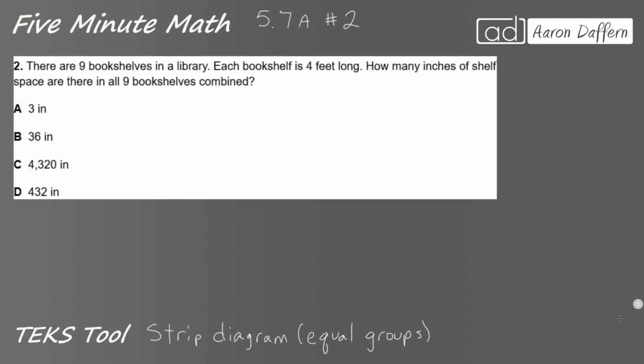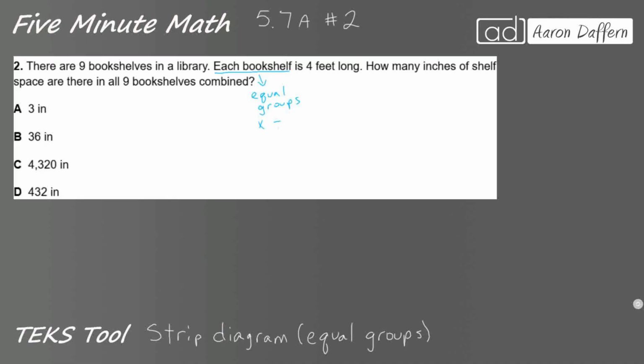So we've got some bookshelves. Each bookshelf is 4 feet long, and we need to see how many inches we have with those bookshelves. So each bookshelf, this statement right here is going to tell us two things. First, this is telling us that we're dealing with equal groups because it's a statement that lets us know that we have a set of something and that within each of these somethings is the same amount. So we can be looking to either multiply or divide.